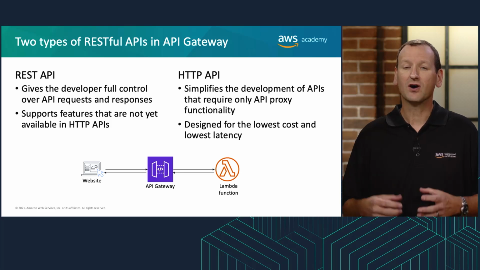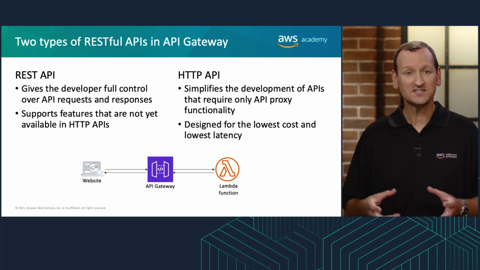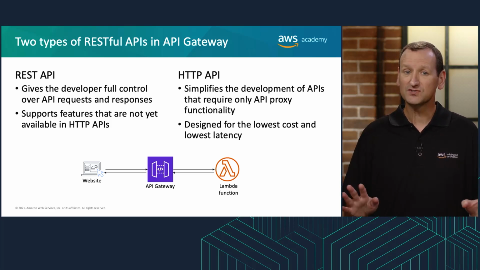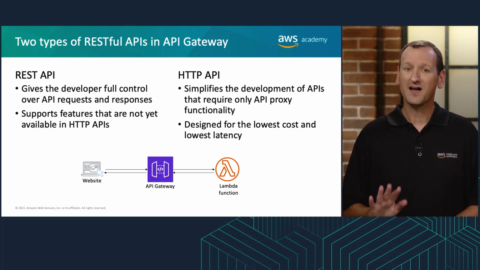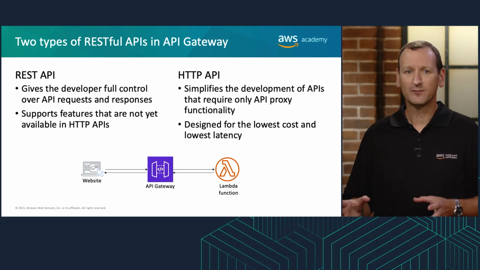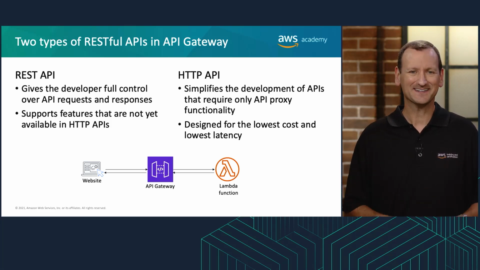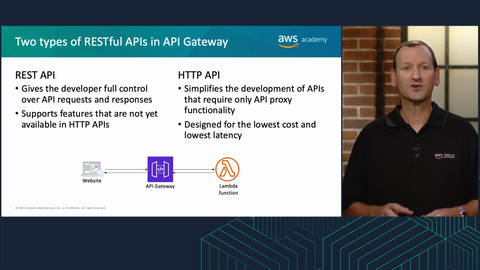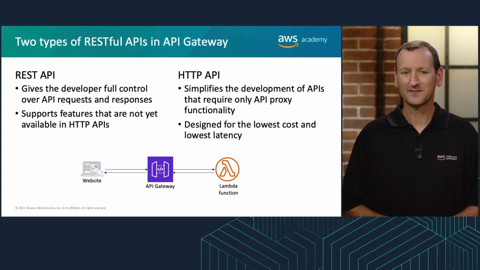HTTP APIs are optimized to build APIs that proxy to Lambda functions or HTTP backends, making them ideal for serverless workloads. They do not currently offer API management functionality. As HTTP APIs mature, features currently available only with REST APIs will be added. Unless you need advanced features or need to monetize your API, choose the HTTP type for your APIs in API Gateway. Next, we'll discuss using WebSocket APIs in Amazon API Gateway.